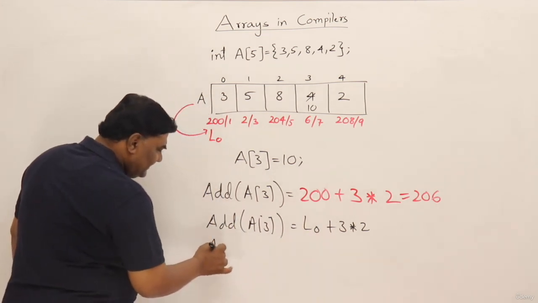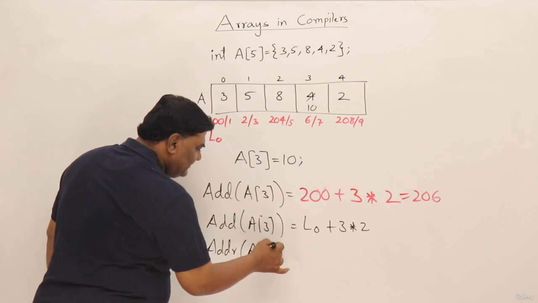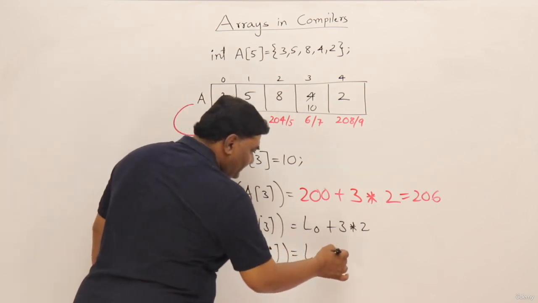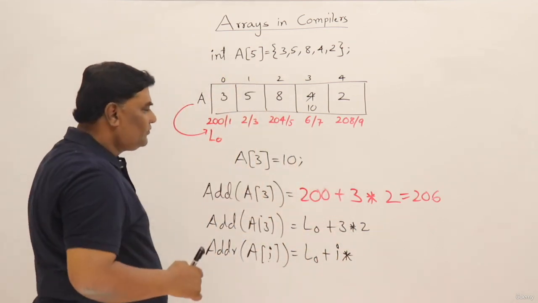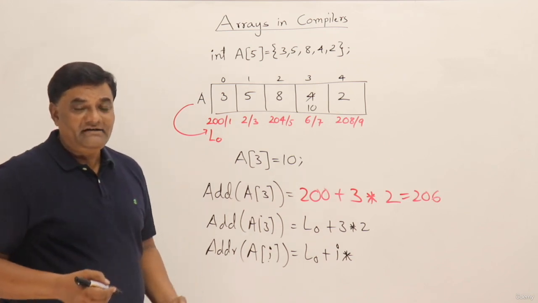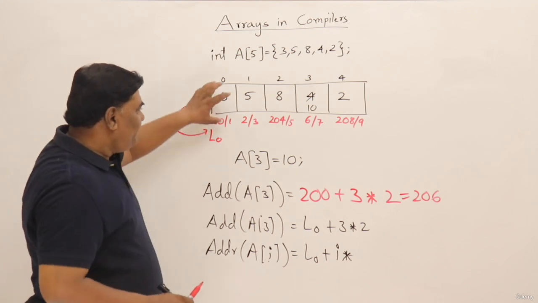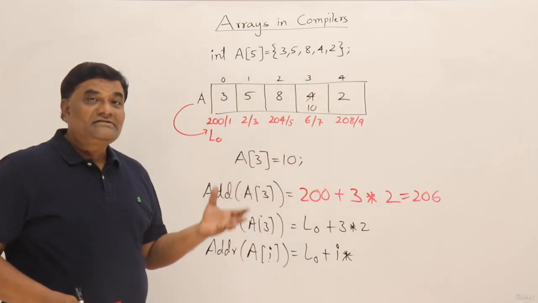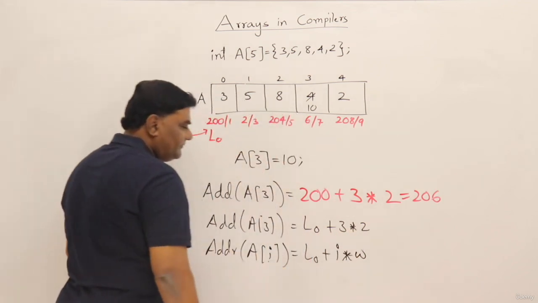Now for the address of any location a of I, how can it be obtained? L0 plus I into the size. This is an example of an integer array, so 2 bytes. If it is a float array, it may be 4 bytes, a character array may be 1 byte, a double array may be 8 bytes. So depending on the data type, the number of bytes taken by each element may vary. So I have to take the size of the data type. So we use a variable, that is W.